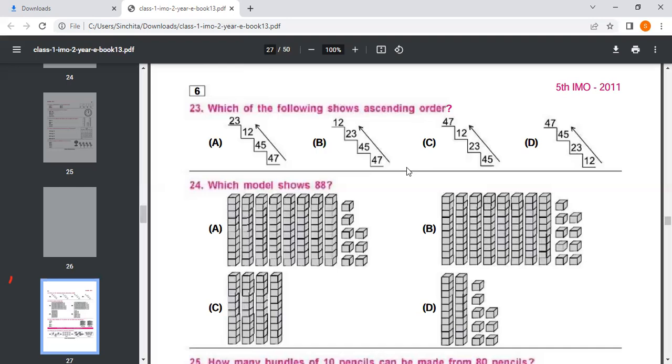In number C, 45 is the greatest number, and then 23 is a smallest number, and 23 is the greatest number, and 12 is the smallest number and 47 is the greatest number. In number D, the number is starting from the 12. So the answer for ascending order is D. Very good. Excellent, Beta. Okay, now tell me number 24, Beta.